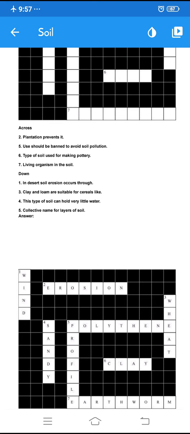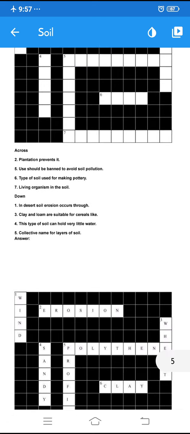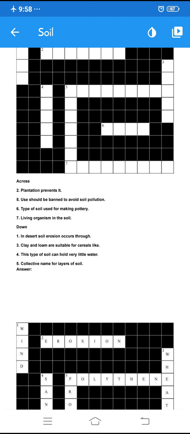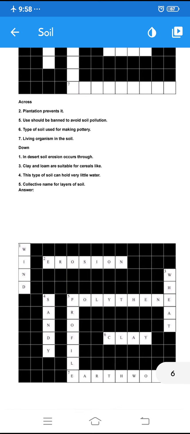Which kind of soil can hold very little amount of water? We have to think of the particle size. The soil which has bigger particles, for example sandy soil, has much space in between them, hence more amount of water cannot be held in this kind of soil. So the answer is sandy soil, S-A-N-D-Y. You can check it out here. Sandy soil is the correct answer.